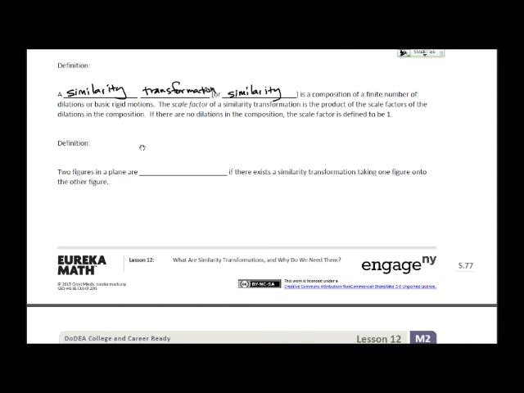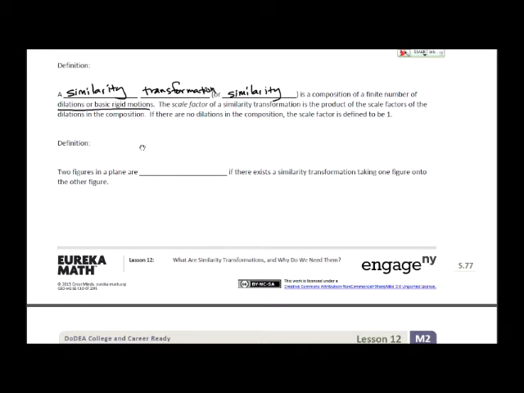So we defined congruence using rigid motions, and for similarity, we're using a finite number of dilations or basic rigid motions. So you can still rotate things and reflect things and translate things, but you can also dilate them. So if you use one of those four, then you will get something that is similar. The scale factor of a similarity transformation is the product of the scale factors of the dilations of the composition.